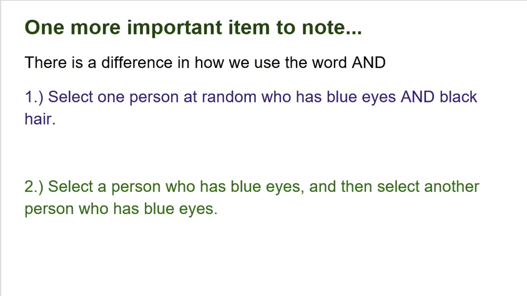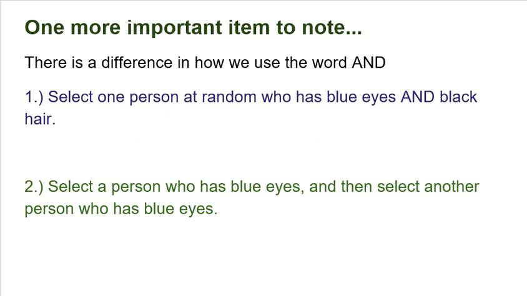One more thing to note before we dive in is that there is a difference in how we use the word "and." There's kind of two ways we could use the word "and." We could select one person at random who has blue eyes and black hair. So that's one person that has two characteristics. And to talk about that, we're going to use the word "and," right? Blue eyes and black hair.